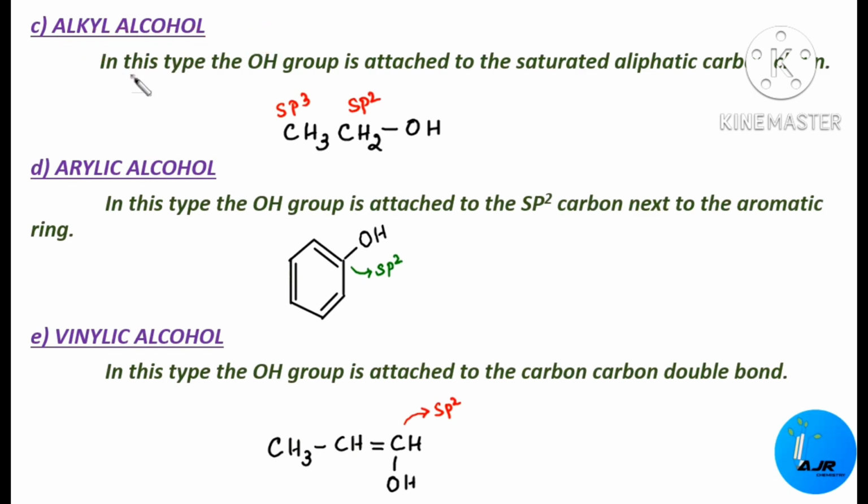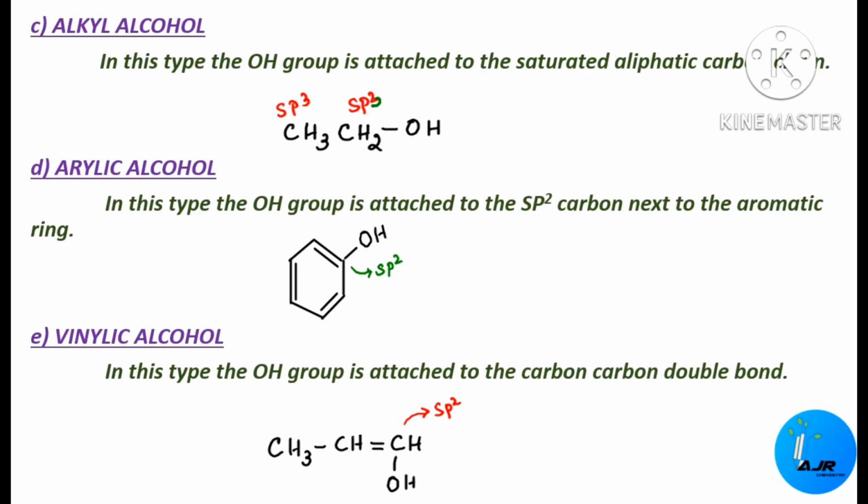What is alkyl alcohol? In this type, the OH group is attached to a saturated aliphatic carbon chain. See here, this OH group is attached to a carbon atom which is then again attached to a saturated carbon atom. That is all sigma bonds, sp3, sp3. If this is the pattern, then we call that alcohol alkyl alcohol. Understood students? The next one is arylic alcohol.